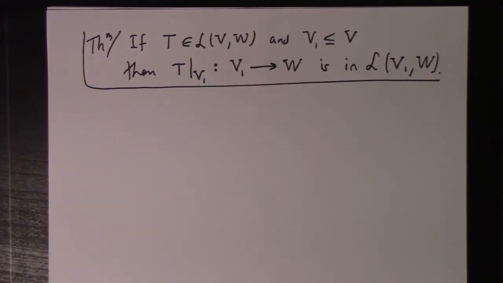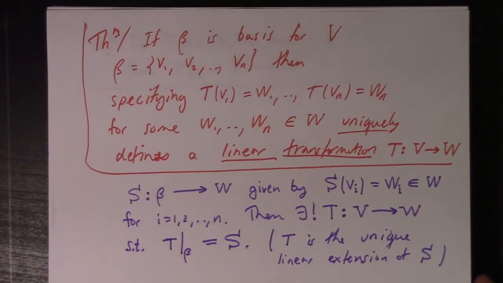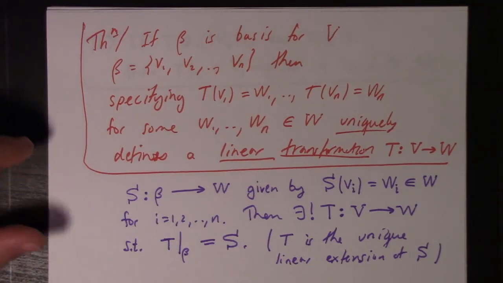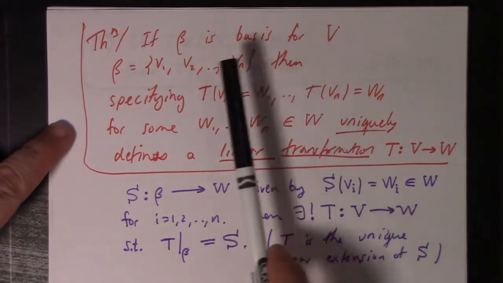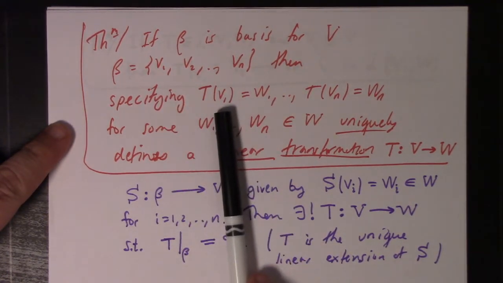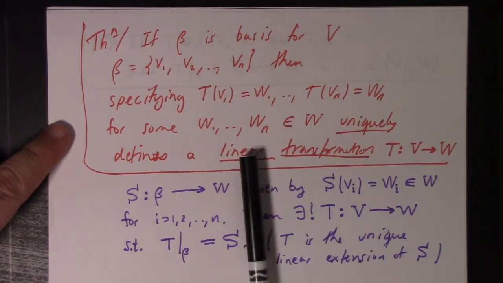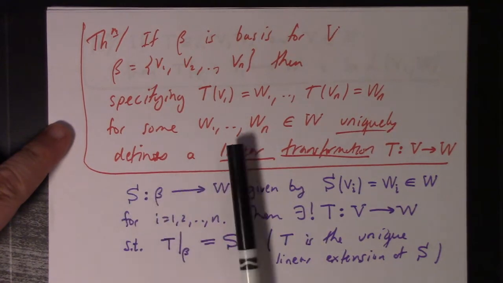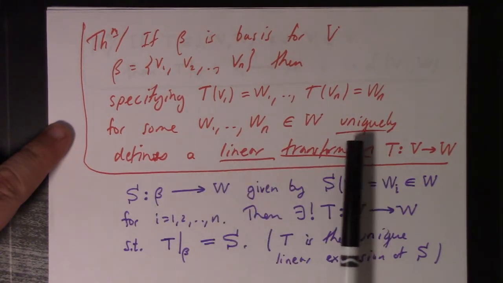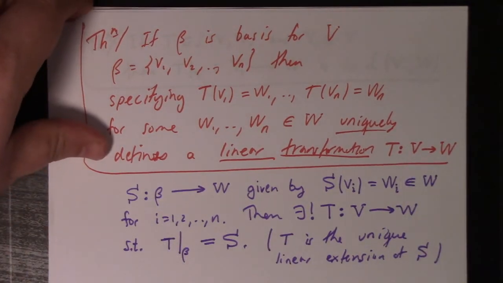That's kind of nice. But the other, more impressive theorem has to do with extension. So here's the extension theorem that's interesting, and I have two statements of it. First, if beta is a basis for V, and suppose v1 through vn are in the basis, then specifying T of v1 is w1, through T of vn is wn, for a bunch of vectors in W, uniquely defines a linear transformation T from V to W. Let me state it in terms of restriction and extension again.